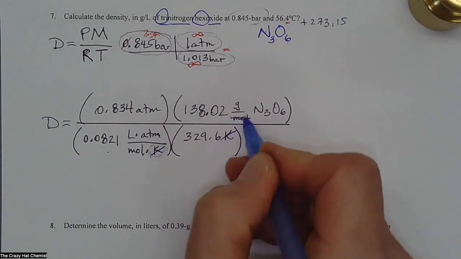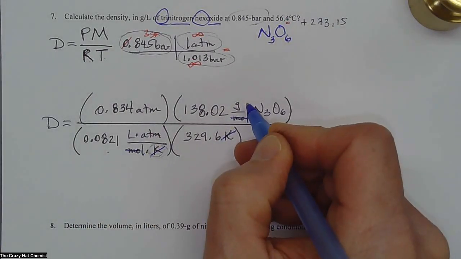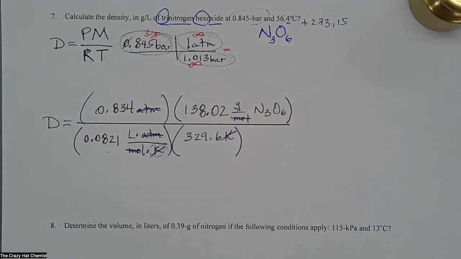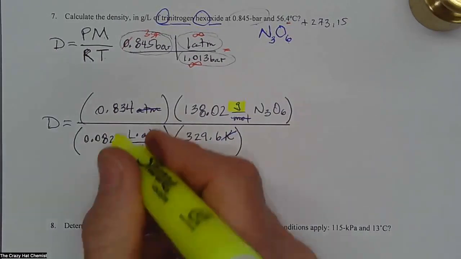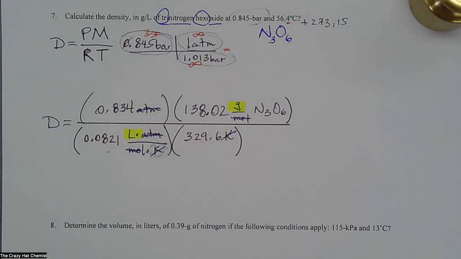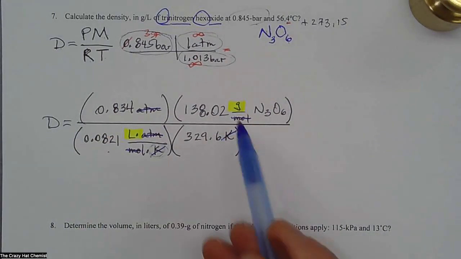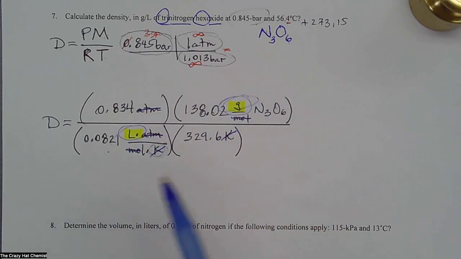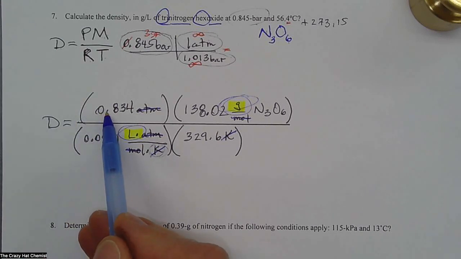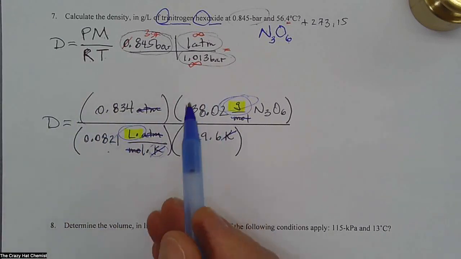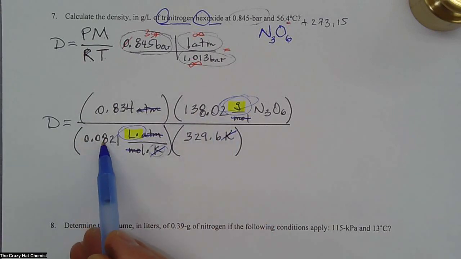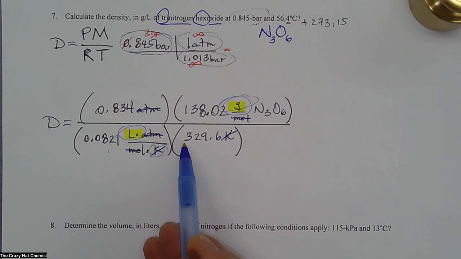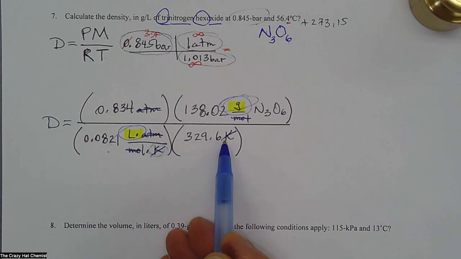All right, so let's make sure that all our units cancel as is appropriate. You should see that the moles cancel out. Then the atmospheres cancel out. What does not cancel out is, in the numerator, I'm going to have grams. In the denominator, I'm going to have liters. And a mass per unit volume, that is a density. So I'm going to plug this into my calculator. I got 0.834 times 138.02 divided by 0.0821 divided by 329.6.